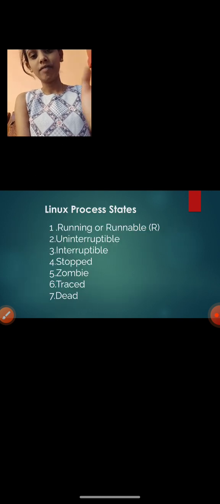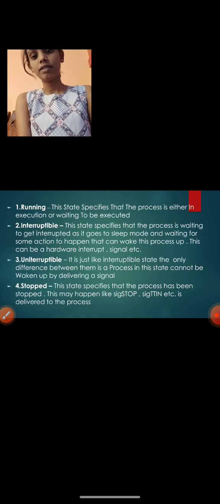There are basically 7 Linux process states: running or runnable, uninterruptible, interruptible, stopped, zombie, traced, and dead. This is a diagrammatic view of the process states. Let us go through them one by one. First, running means the process is either executing or waiting to be executed.